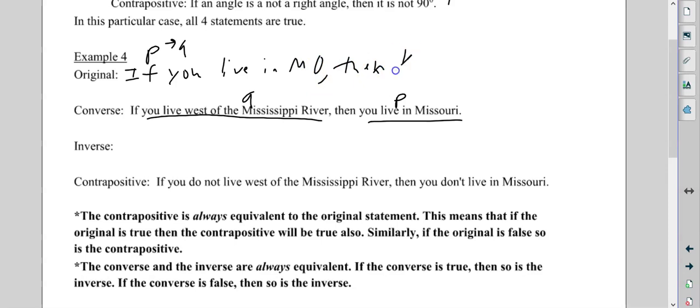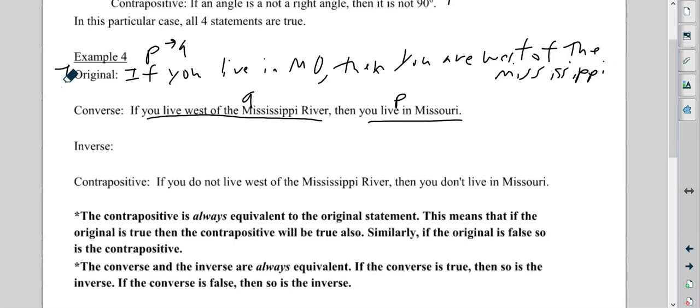then you are west of the Mississippi. Okay? So if you live in Missouri, you live west of the Mississippi. That's our statement. That's a true statement. But if you're west of the Mississippi, then you live in Missouri? Nope, there's other states. Okay?